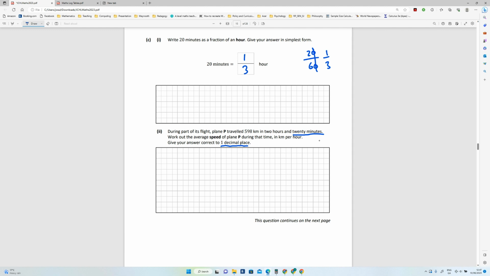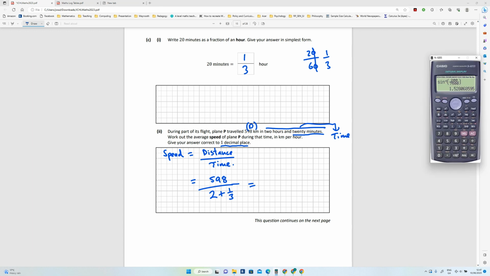Okay, right. So the first thing we write down is the speed. So you'll remember from your maths chapters, speed is equal to distance over time. So we have the time and we have the distance here. So this is d, and this here is the time. Okay, so the distance is 598 and the time is 2 hours plus 1/3 of an hour.